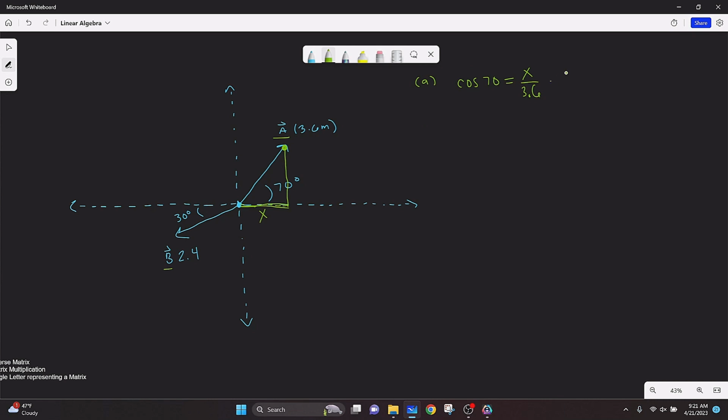So we then use some algebra, and we multiply both sides by 3.6, and we get 3.6 cosine of 70 equals our x component. And so if we run this through a calculator, we get 1.23. So x equals 1.23. So we would move 1.23 paces in the right direction, in this case meters, and that is our x component.